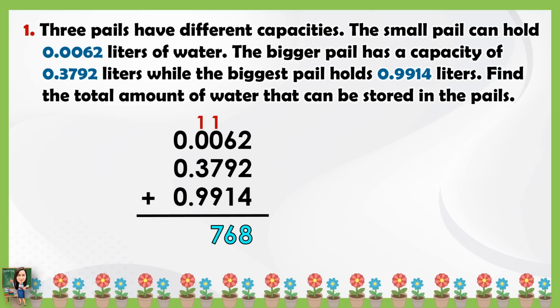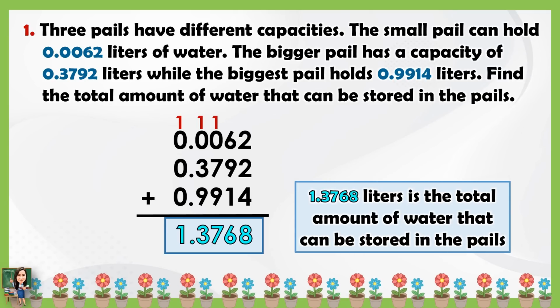Carry up 1. 1 plus 0 plus 3 plus 9 equals 13. Carry up 1. 1 plus 0 plus 0 plus 0 equals 1. Then write the decimal point. So the answer is 1 and 3,768 10,000ths. 1 and 3,768 10,000ths liters is the total amount of water that can be stored in the pails.